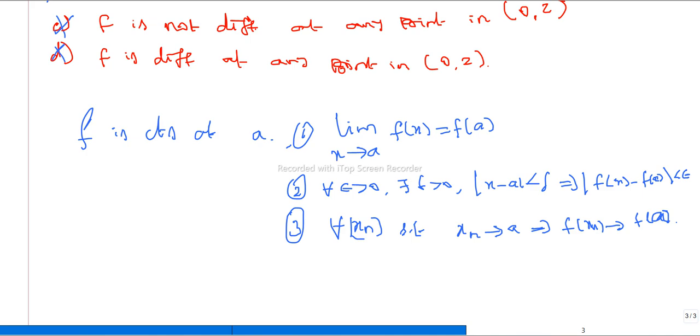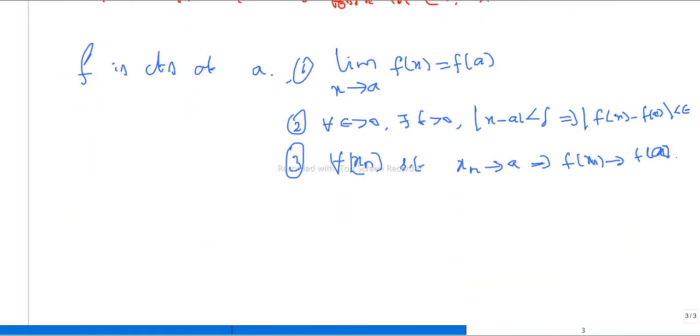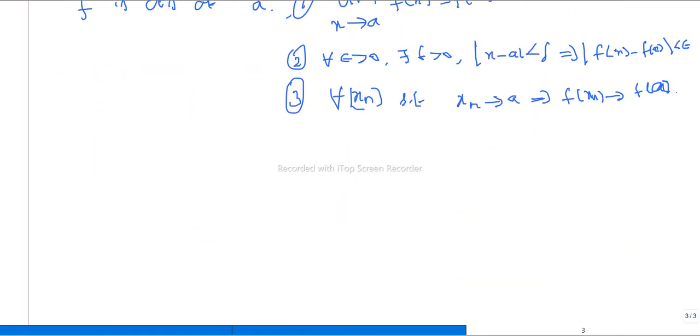But in this case of rational and irrational, this is a trivial thing. You can also use a sequence proof to show that this function is continuous only at 1. But I say that method is just a shortcut: you compare these two and find the points. You can find the point x equal to 1 using the sequence definition also.